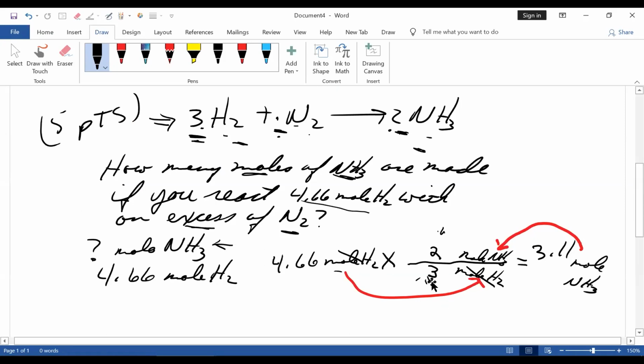Where do I get the numbers that go in here? I look up here and say for every 3 moles of hydrogen, I make 2 moles of ammonia. And you do the math, and that's what you get. And that's how you do it.